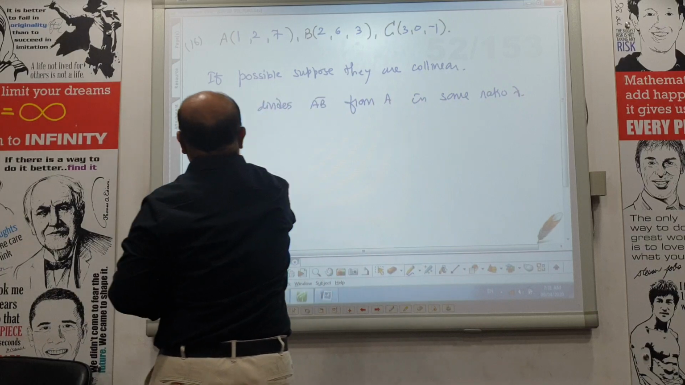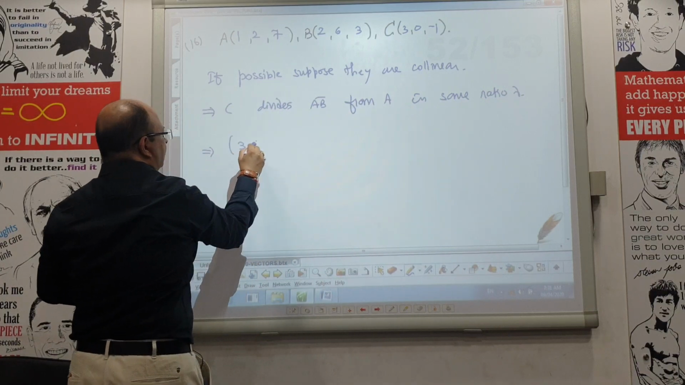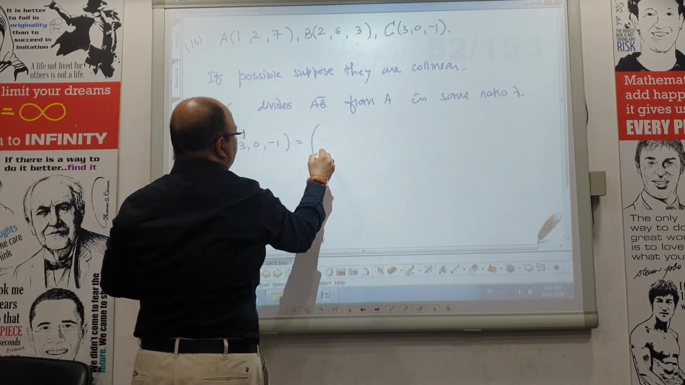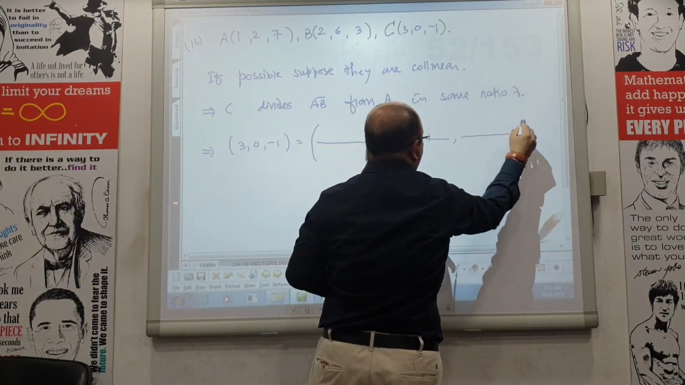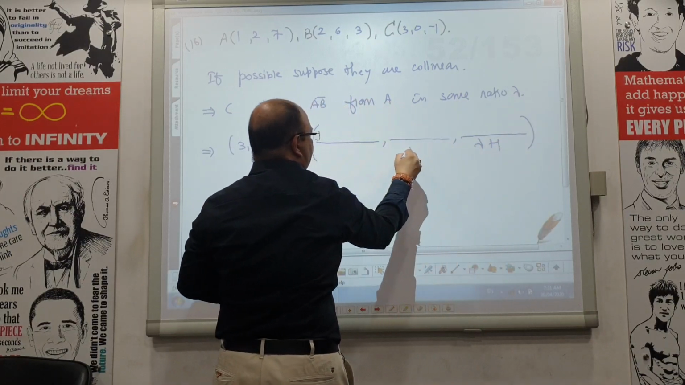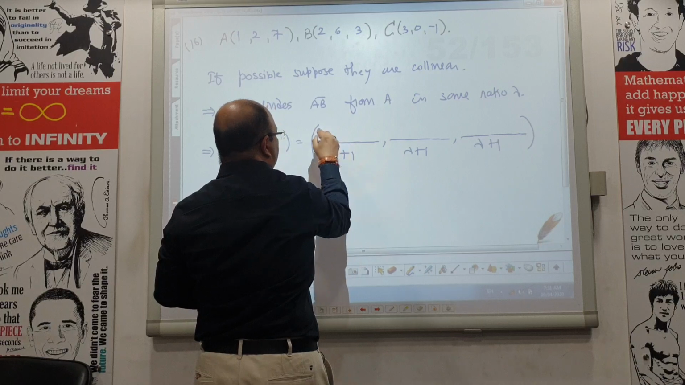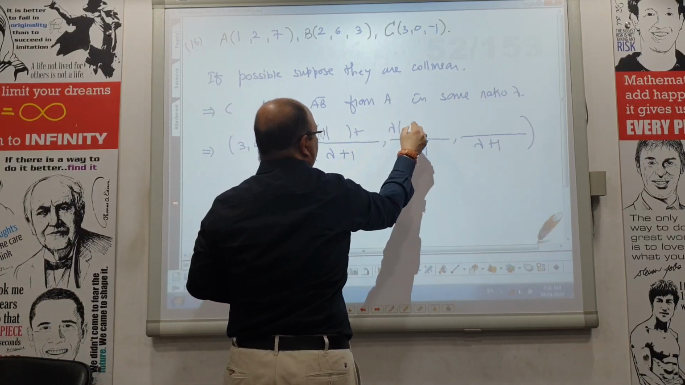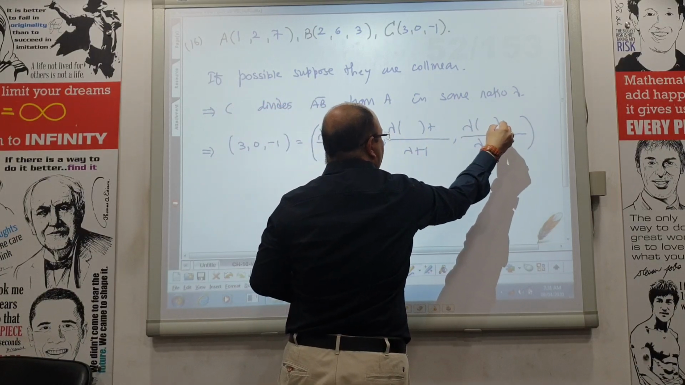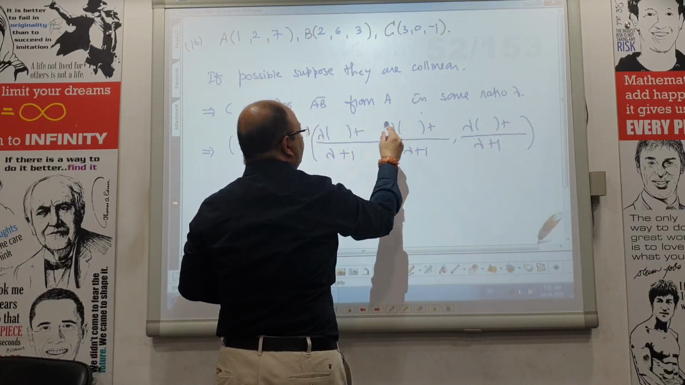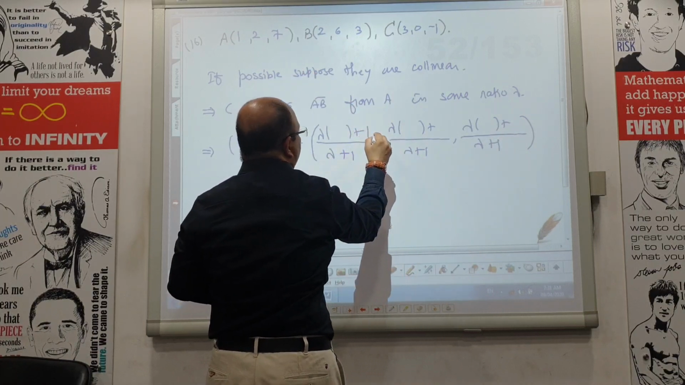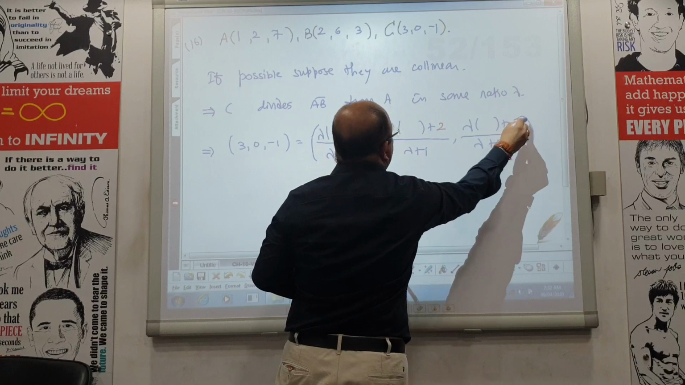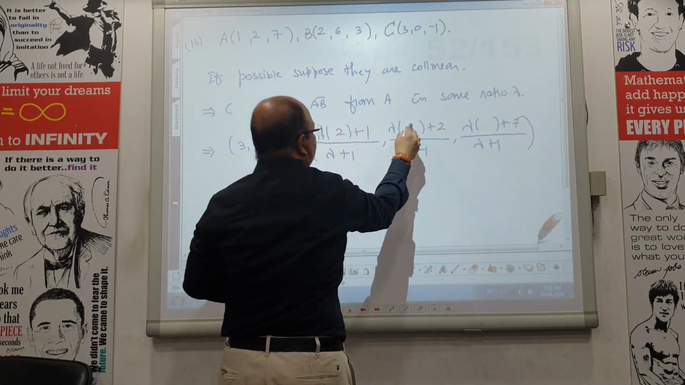Yeah? So what is your C? Your C is 3, 0, minus 1, equal to, remember this formula. This is lambda plus 1, this is also lambda plus 1, this is also lambda plus 1, lambda into something plus something. But it is from A, so I keep the coordinates of A, 1, 2, 7 here, and B, that is 2, 6, 3.